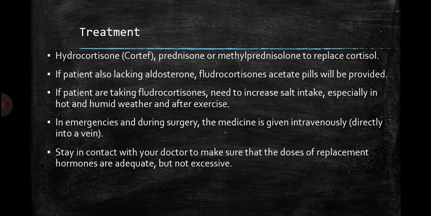Treatment for Addison's disease. All treatment for Addison's disease involves medication. You will be given hormone replacement therapy to correct the levels of steroid hormones your body isn't producing. Some options include oral corticosteroids such as hydrocortisone, Cortef, prednisone, or methylprednisolone to replace cortisol. These hormones are given on a schedule to mimic the normal 24-hour fluctuation of cortisol levels.